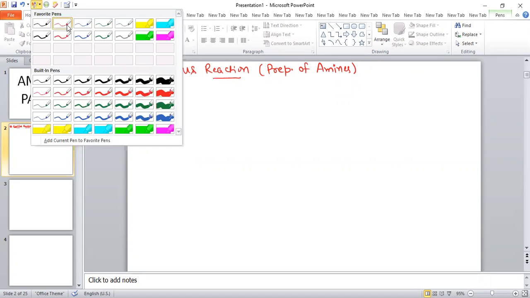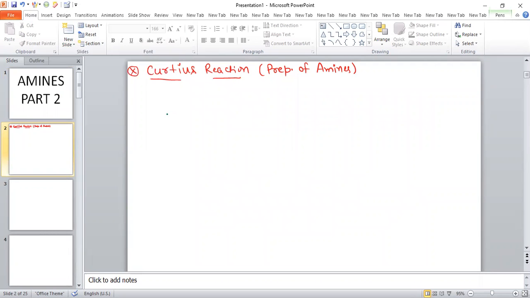In the Schmidt reaction, the reactant was carboxylic acid. But in the case of the Curtius reaction, the reactant is acid halide, which is RC double bond O and Cl. When this acid halide reacts with sodium azide, NaN3, and a basic medium like KOH is provided, it will also convert into amine. And the byproduct obtained is K2CO3.